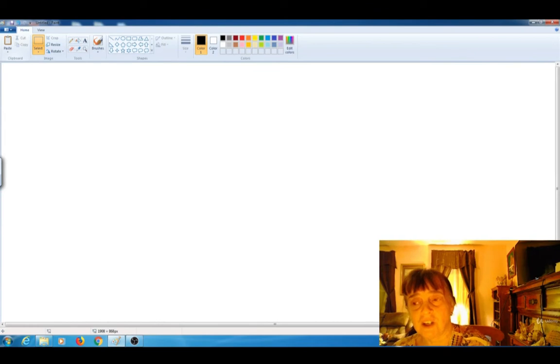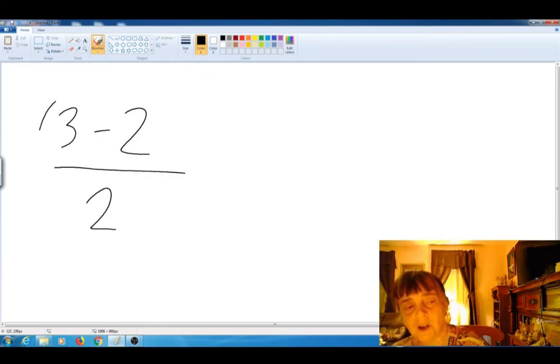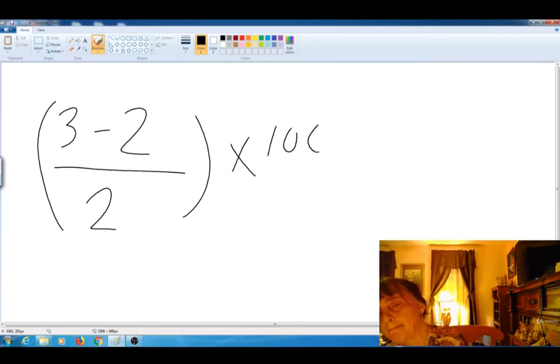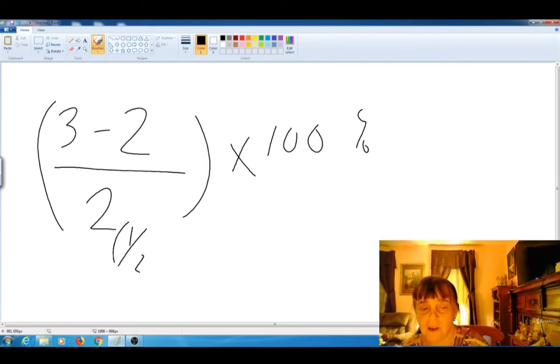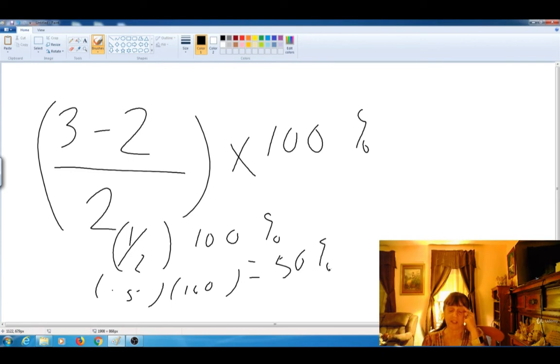What is the percent change? So it's the new amount, which is 3, minus 2, over the original, which is 2, times 100%. Okay, 3 minus 2 is 1, so it's 1 half, times 100%. 1 half is 0.5 times 100%, and that will be 50%. So it'll be a 50% increase in dimes if I started out with two dimes and then I ended up with three.